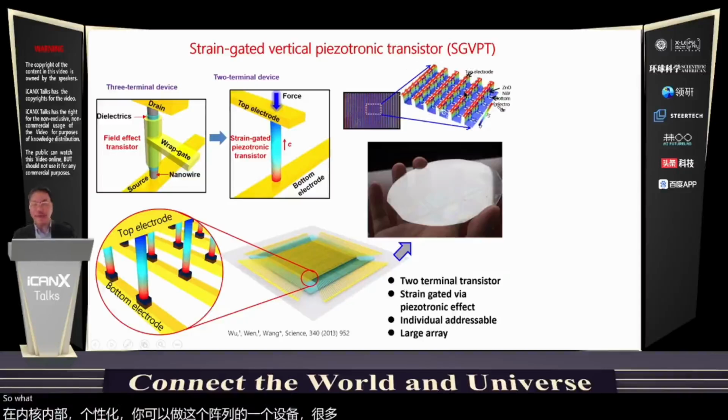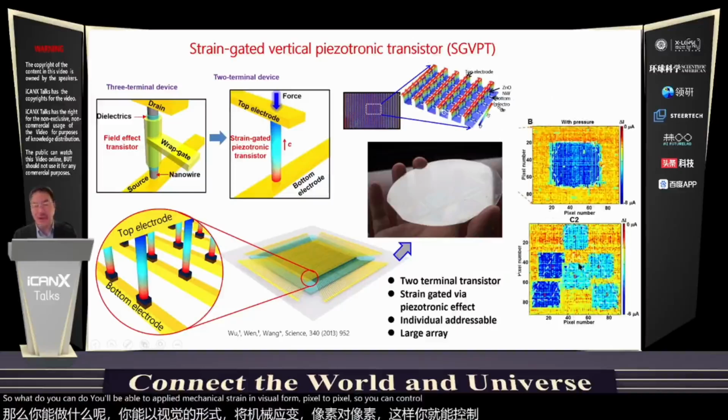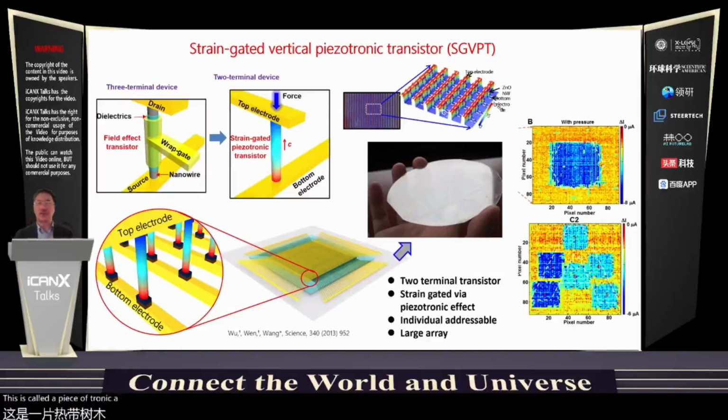So what it can do is apply the mechanical strain individually from pixel to pixel, so you can control the transport from pixel to pixel. This is called a piezotronic transistor array. Each centimeter, we have 8,000 such transistors. There are not very many yet, but it was the world's first piezotronic transistor array we were able to fabricate. So this is the piezotronics I'd like to introduce.